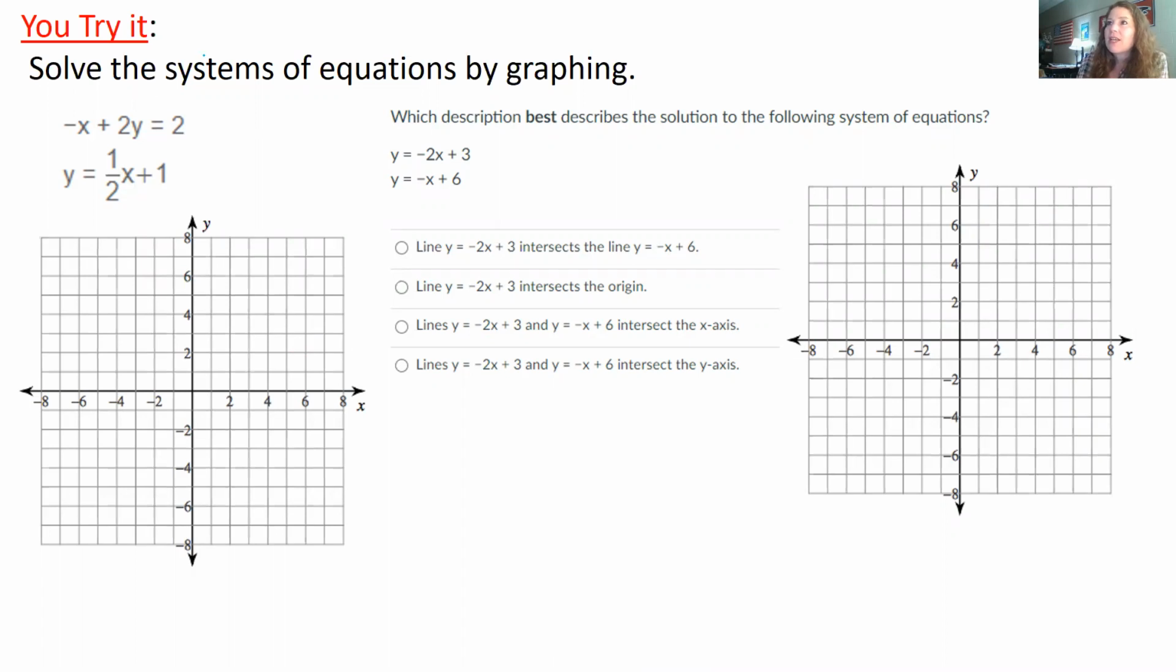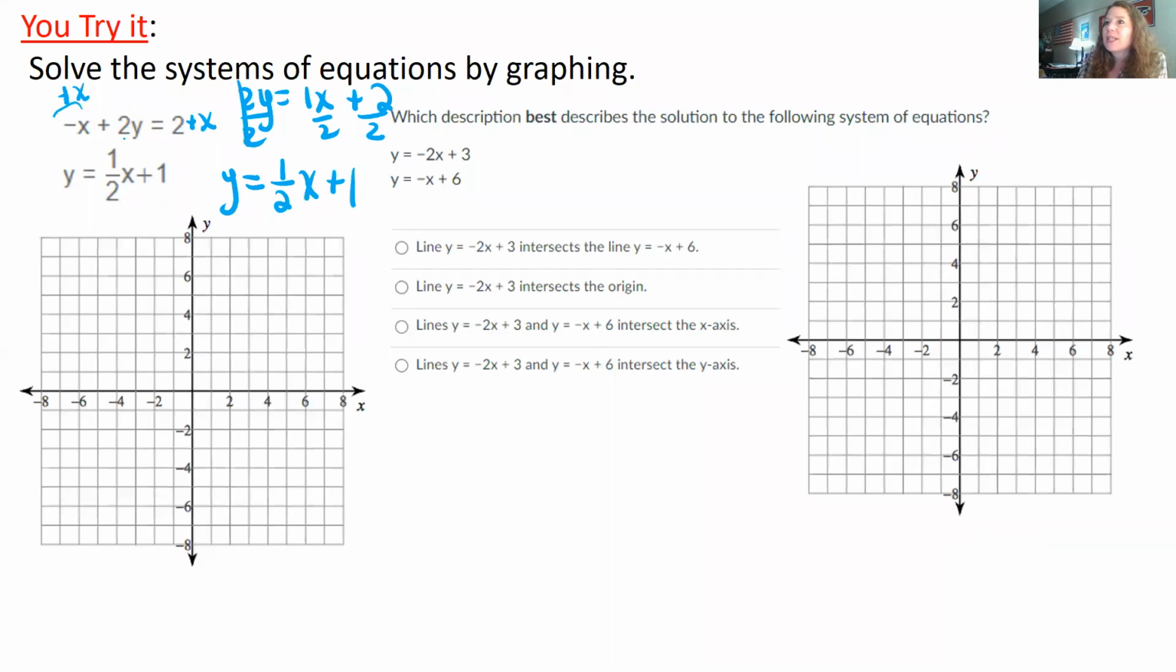Silly, Miss Richardson. All right, so we're going to add, hopefully you guys did this on your own, we're going to add x to both sides. So we get 2y equals 1x plus 2. Then we're going to divide everything by 2. So we get y is equal to 1 over 2 x plus 2 divided by 2, which is 1.